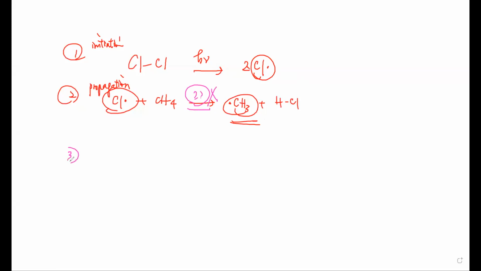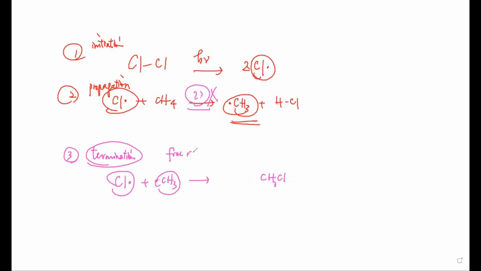So when will the reaction stop? You go back to the word termination. When will the reaction stop? When we have got two free radicals here and they will combine. They will combine this way. Oh, sorry, C2H6, no, CH3Cl. And the reaction will stop. Take a look at the chemical. Why is it a termination? Because the free radical is now consumed. So they would make the reaction, that path, stop.